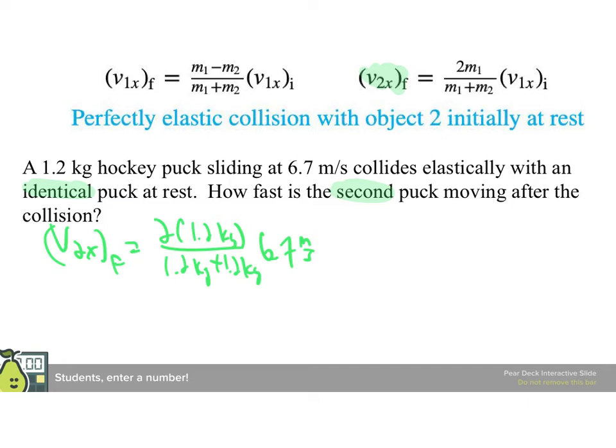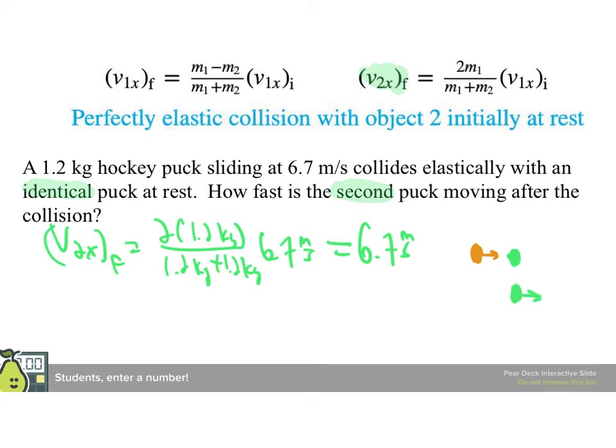But wait a minute. If we look at this, we see twice the original mass over the sum of the masses is going to be identically just 1, because this is 2 times 1.2. That's always going to be true if the masses are identical. And so we end up with just 6.7 meters per second. So something comes in at some amount, hitting something at rest. The thing at rest takes off with the same amount.